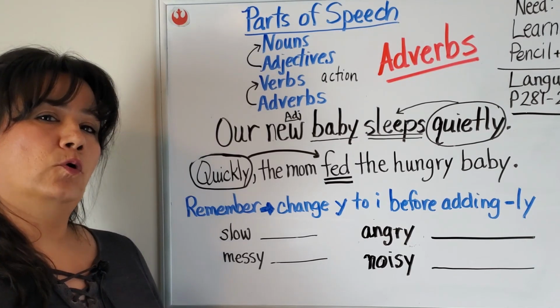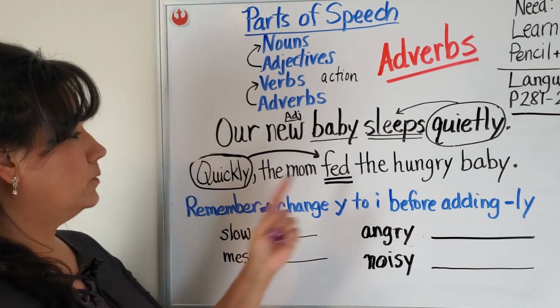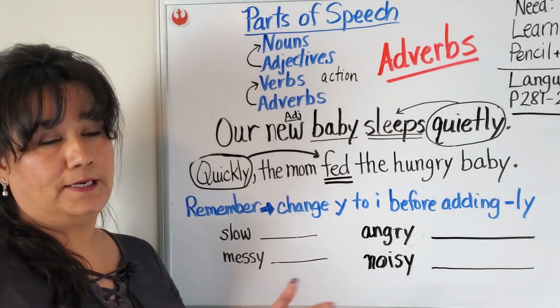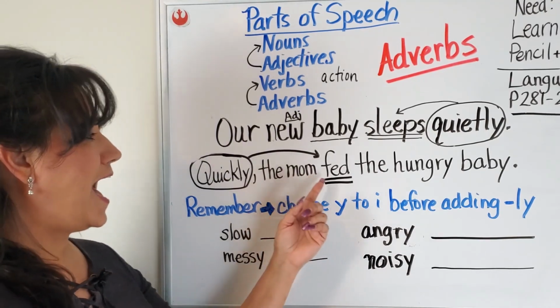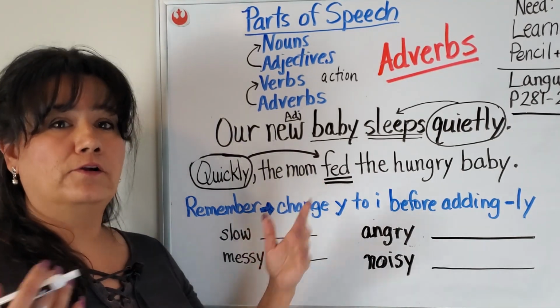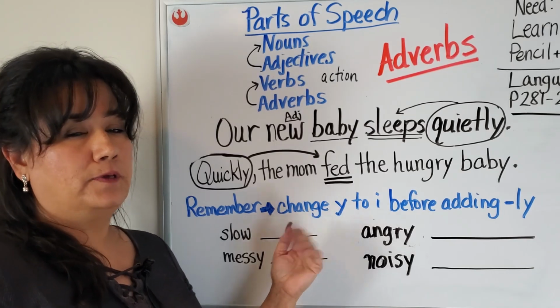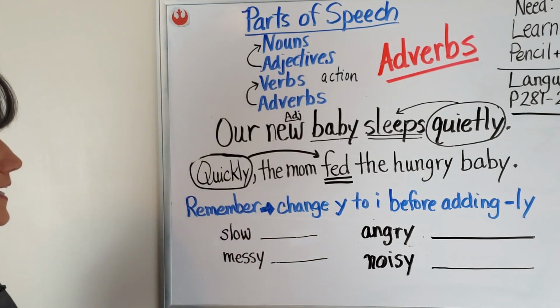That's why it's very important to first identify your verb, what's happening, and then to ask yourself, how was this baby fed, or how was this done? Okay, so that's very important.